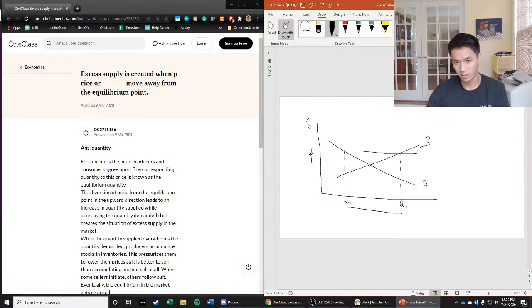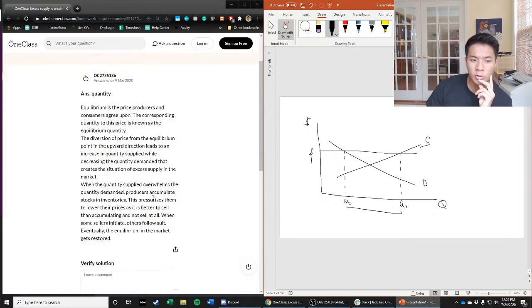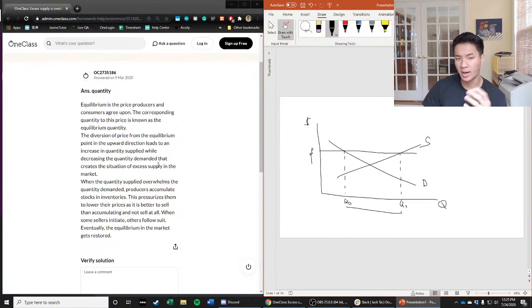Let me see if I can draw this out better. You have price and you have quantity. And so, right, so let's take a look at what the previous tutor said, and the previous tutor also said quantity. And they said that equilibrium is that the price is the price that producers and consumers agree upon. The corresponding quantity to this price is known as the equilibrium quantity. The diversion of price from the equilibrium point in the upward direction leads to an increase in quantity supplied, while decrease in quantity demanded that creates the situation of excess supply in the market, right?